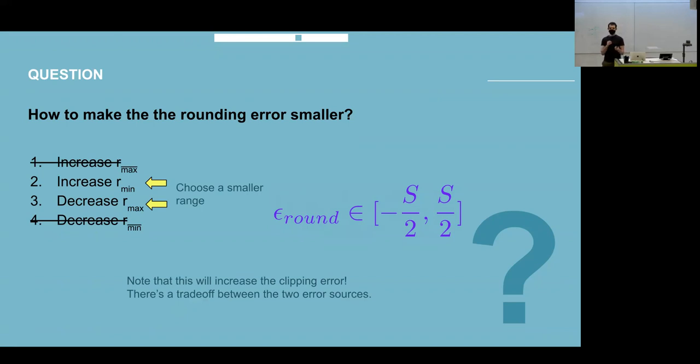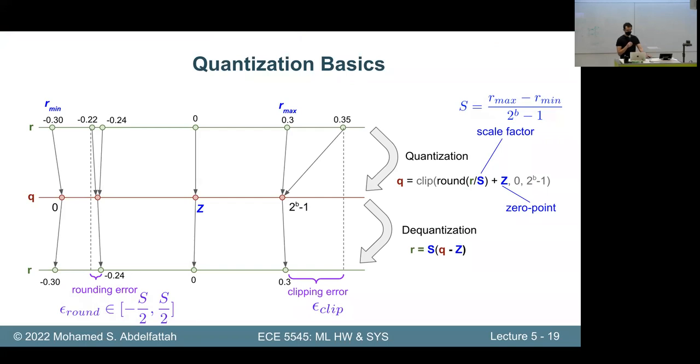But what is kind of the bad side effect of this? If I decrease my range, then all of a sudden now, I'm pushing this Rmax in this direction, I'm pushing this Rmin in this direction, and so that increases my clipping error. So usually there's a trade-off between rounding error and clipping error, and you have to be careful when you're choosing that.